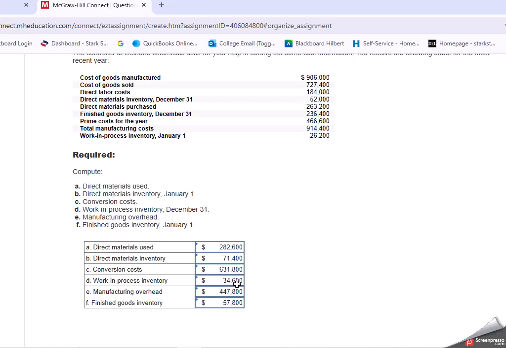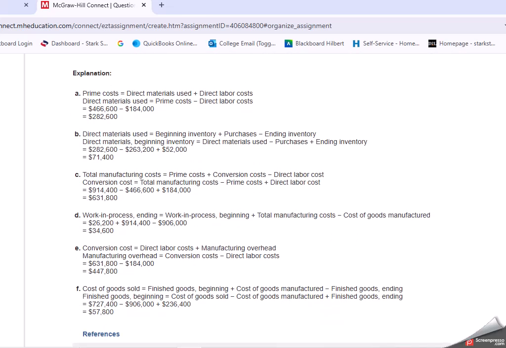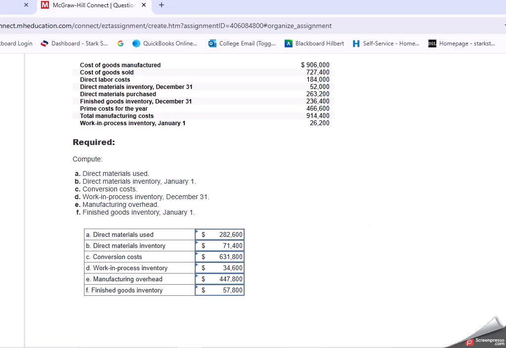For our manufacturing overhead, we take our conversion costs, which we calculated above, the 631,800, and subtract out our direct labor, and that gives us the 447,800.